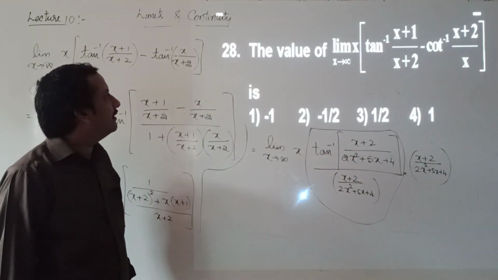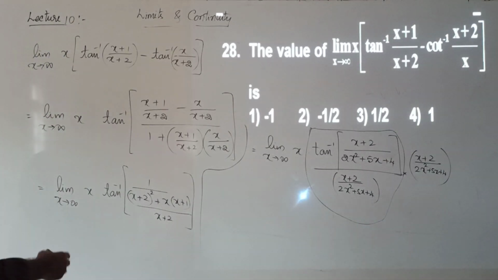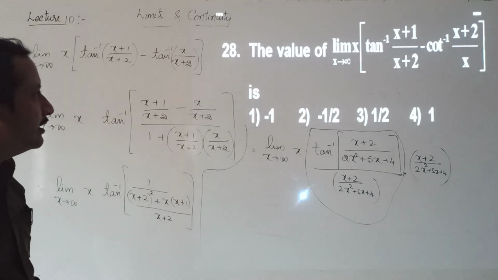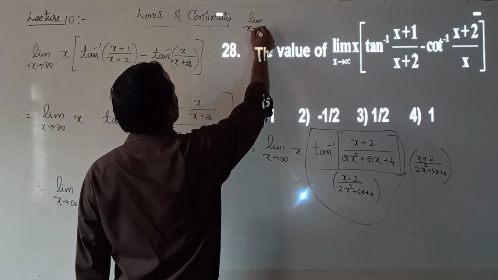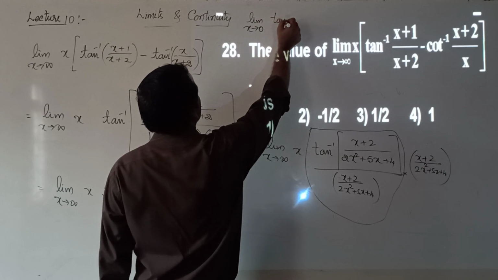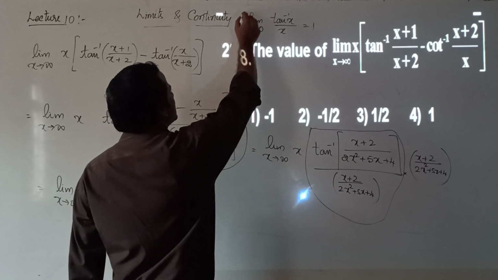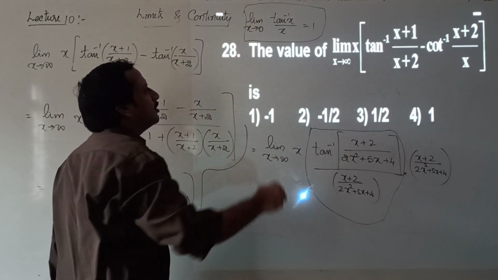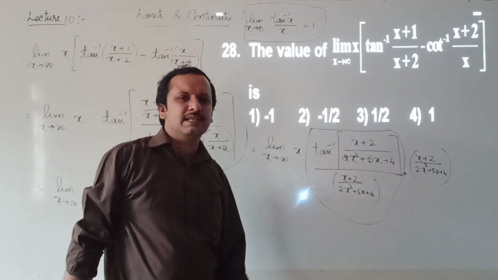How? I will use the formula. Not enough space available here. Okay, I think I can write here. I will use this formula. Limit x tends to 0, tan inverse x divided by x is equal to 1. Okay, this formula I am using here.